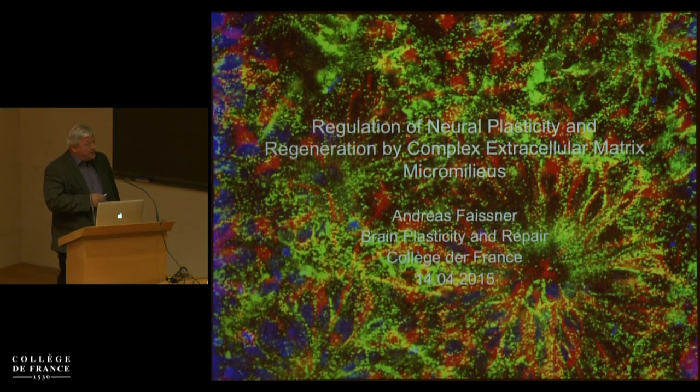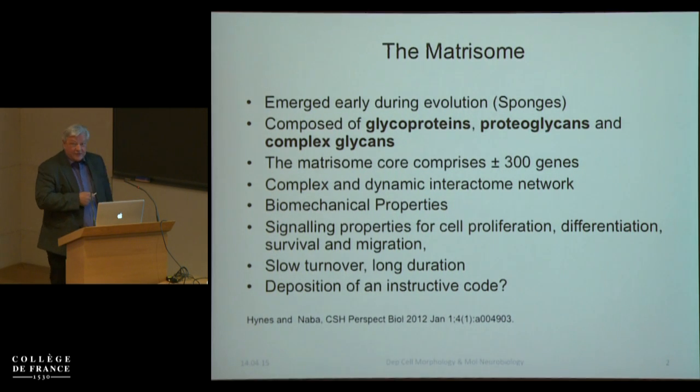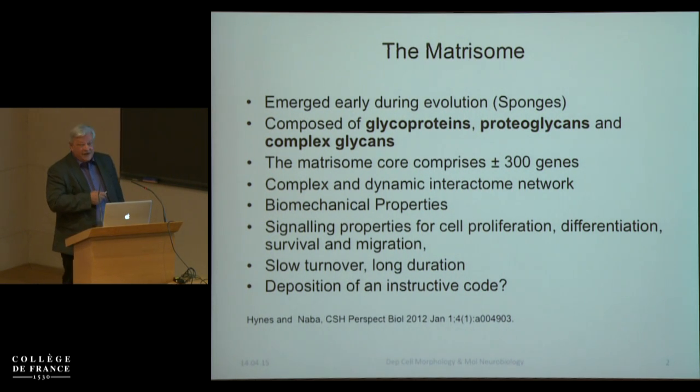My lab is interested in the role of the extracellular matrix during development, plasticity, and regeneration of the nervous system. The extracellular matrix consists of glycoproteins, proteoglycans, and complex glycans. Recently, Bill Heinz has proposed that one can identify a core group of about 300 genes that he termed the matrisome core, which forms the important core group of this structure of the matrix.